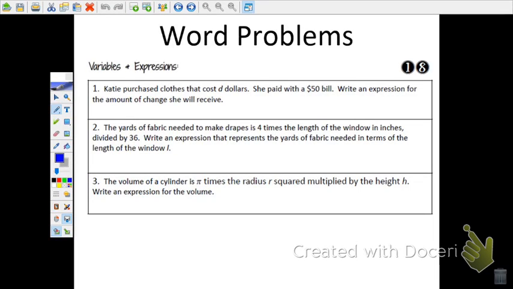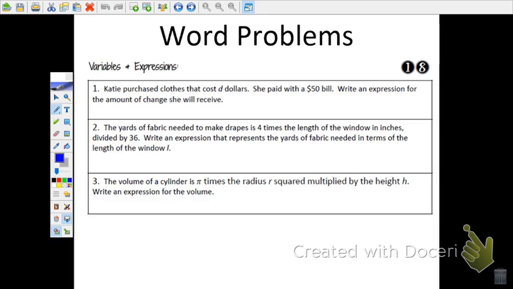So with these word problems, the first group of word problems we're looking at deal with variables and expressions. That first section we covered in the flip book. Key thing with word problems is you need to read very carefully and give exactly what it is they are asking for. So problem number 1 says Katie purchased clothes that cost D dollars.